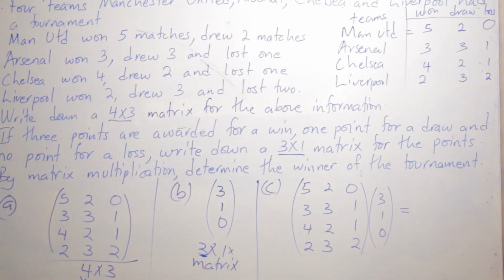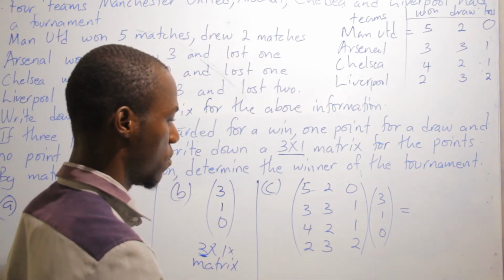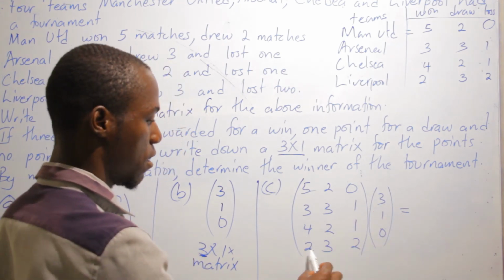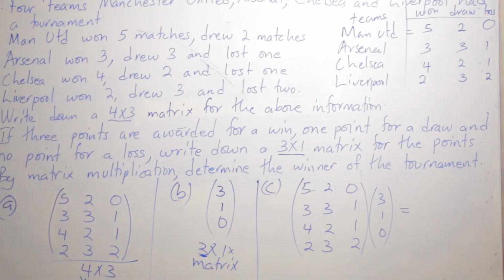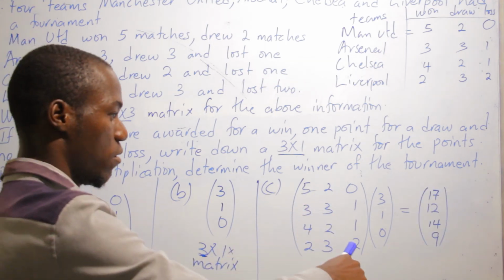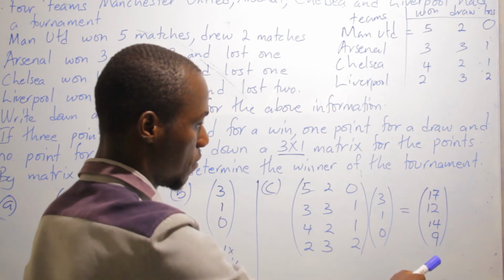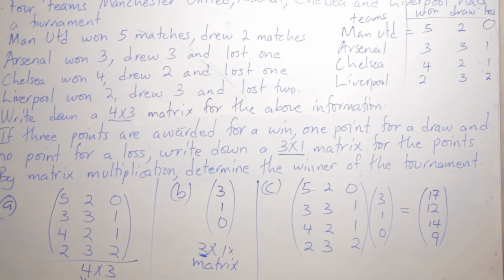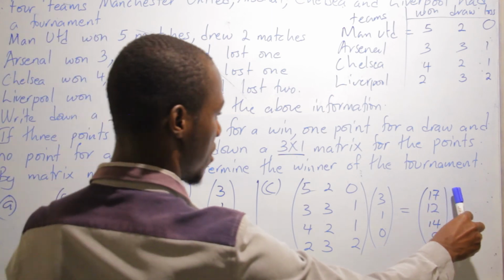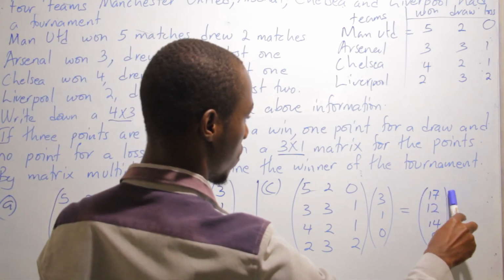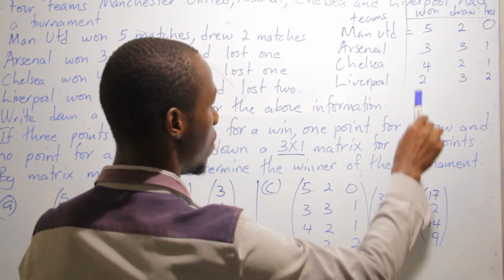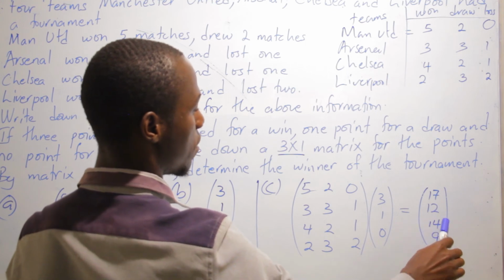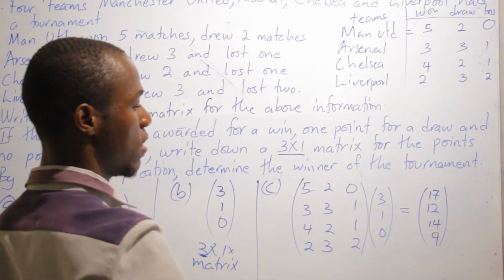Row by column and you add. So when I do row by column, I get 17, 12, 14, and 9. So the points here, the 17 here goes to Manchester United. The second goes to Arsenal, Chelsea, and then lastly, Liverpool.